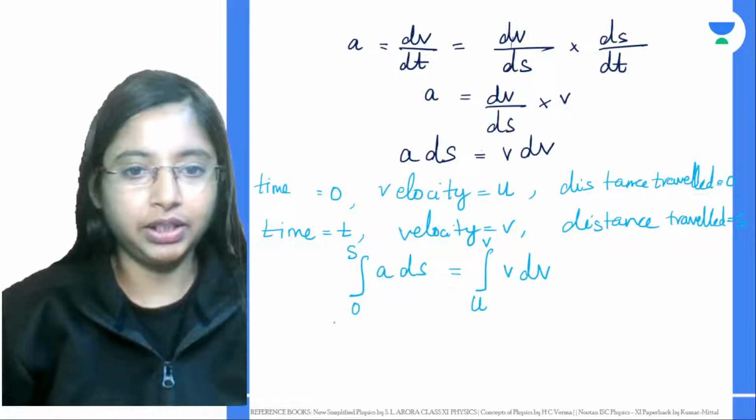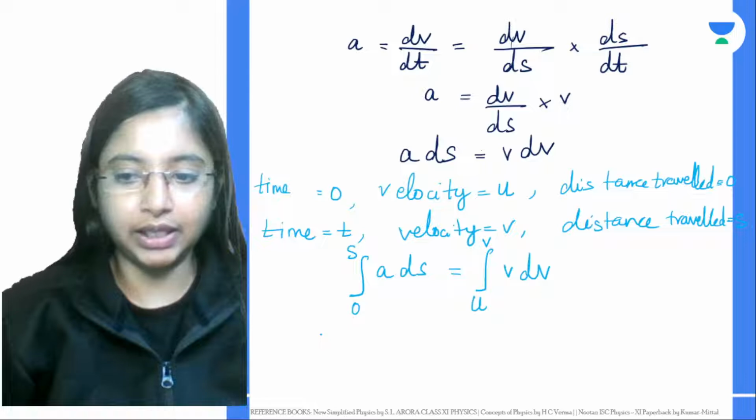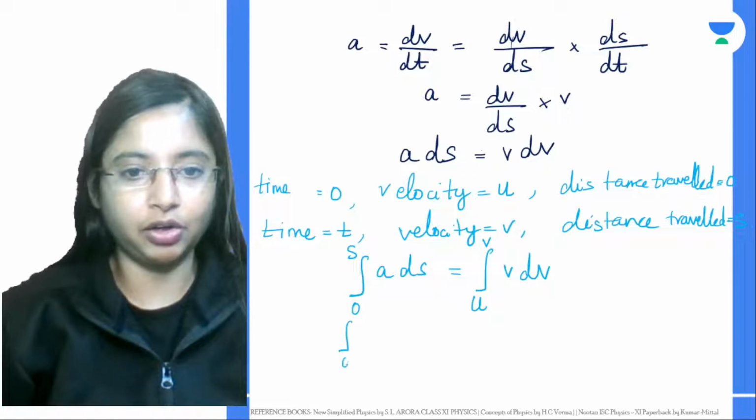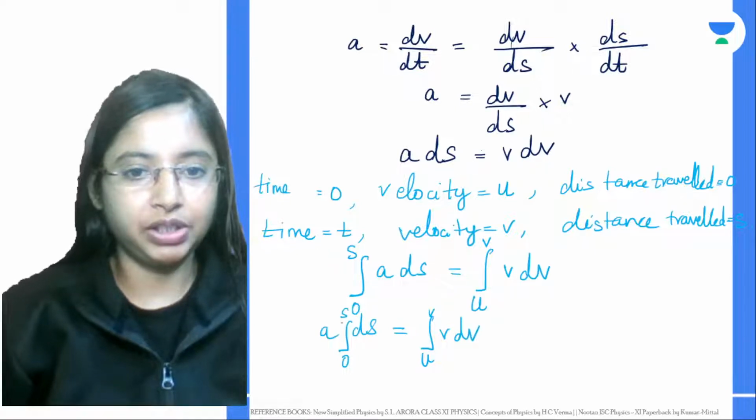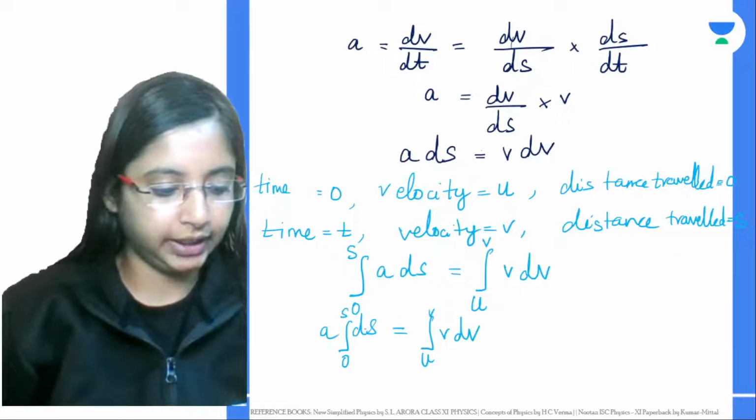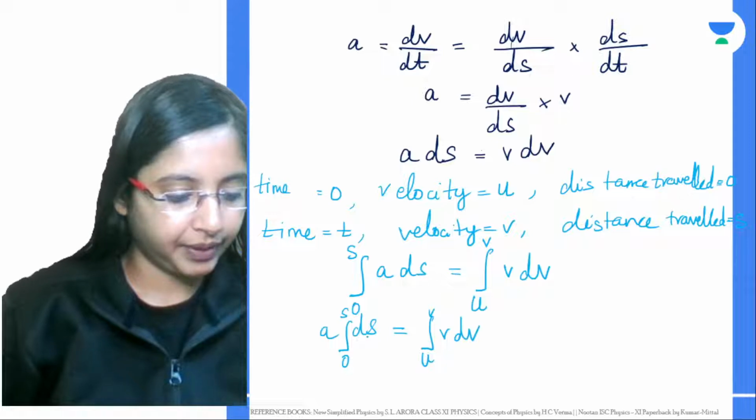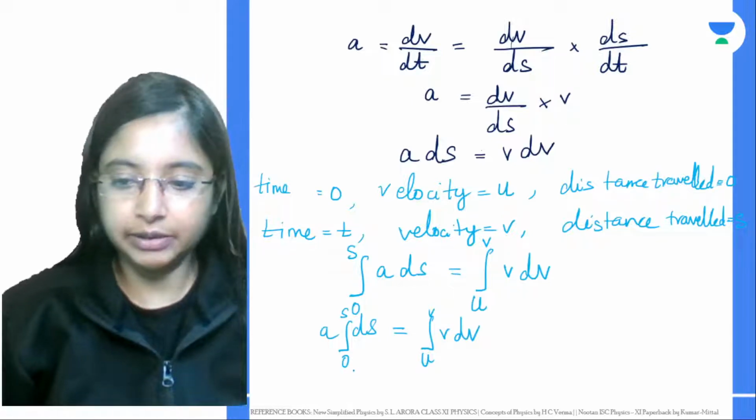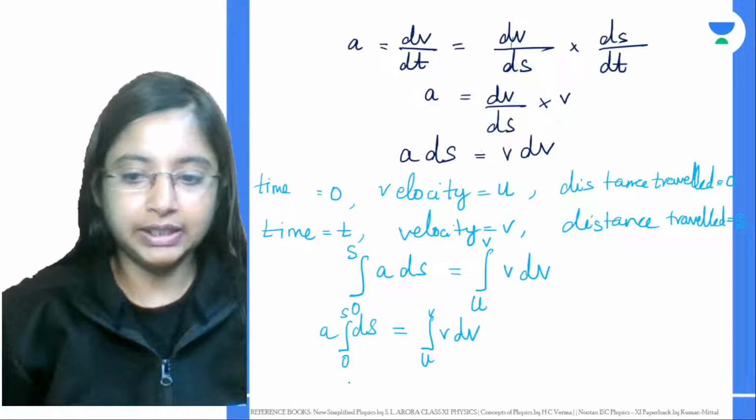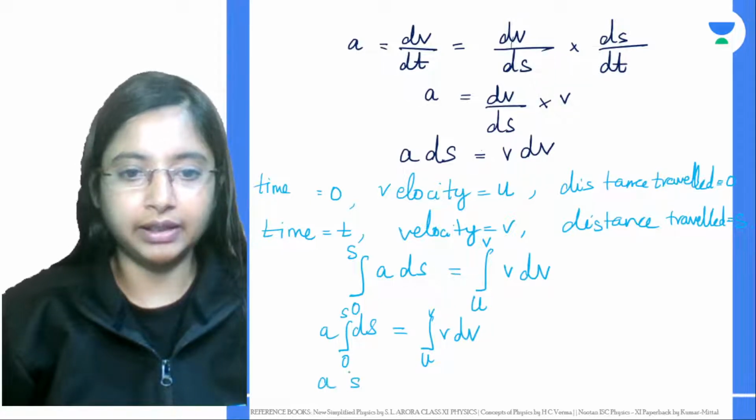Here acceleration you can take commonly outside, because that will be constant, since it is not a function of displacement. So this is equal to integration of u to v dv. What is the integration of ds? Integration of ds is basically s, from 0 to s.